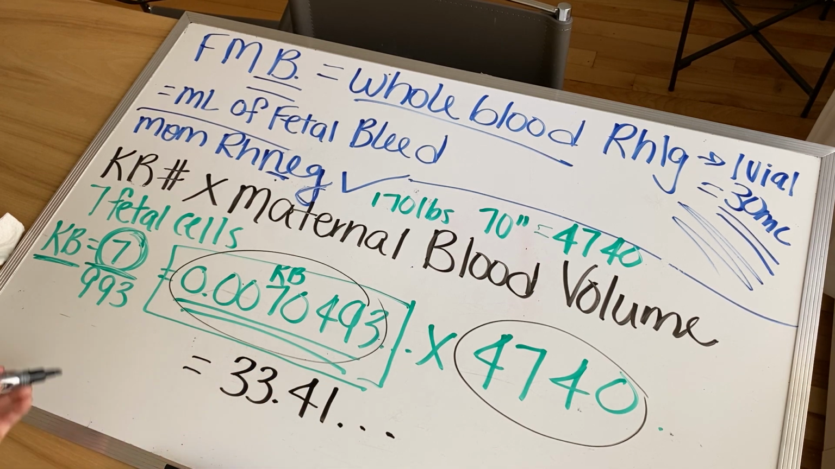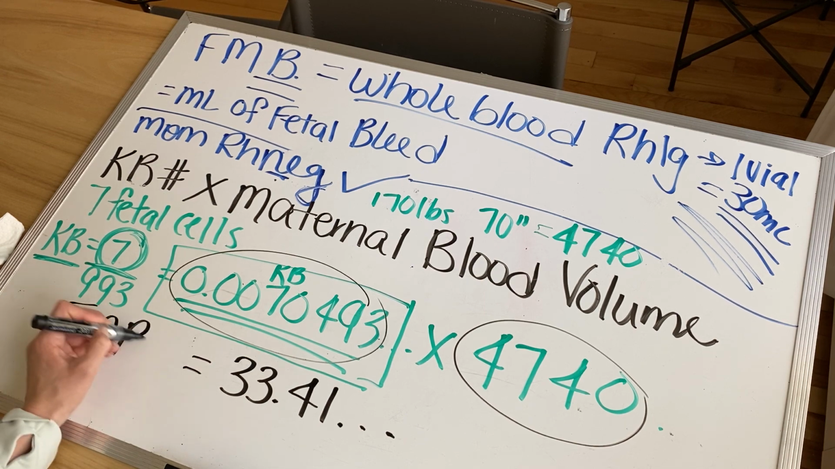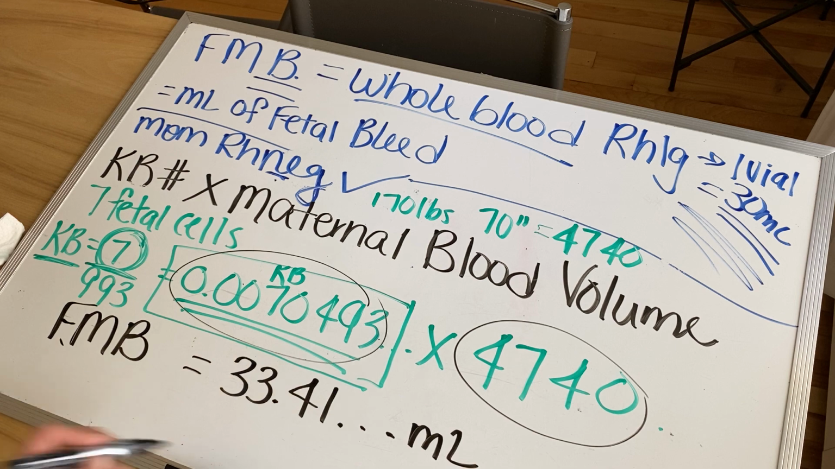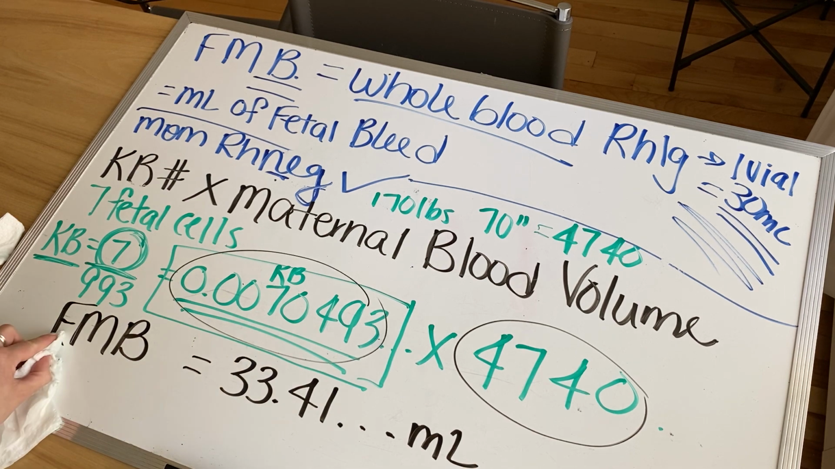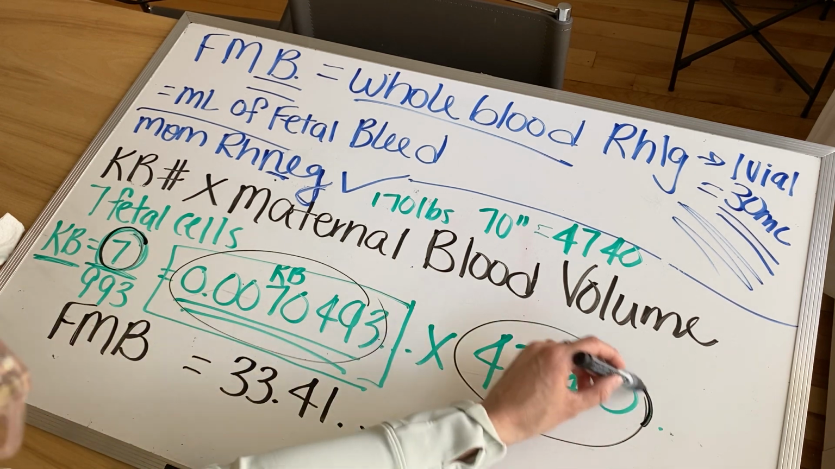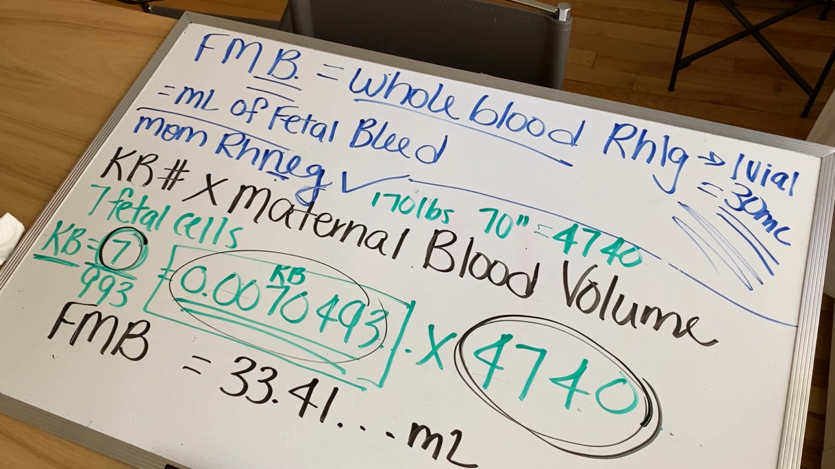So this is our feto-maternal bleed in mils. If this many cells got into a woman with this blood volume, the feto-maternal bleed calculation would tell us that she had a 33.41 mil bleed. That's the bleed of whole blood that must have gotten into the mother.